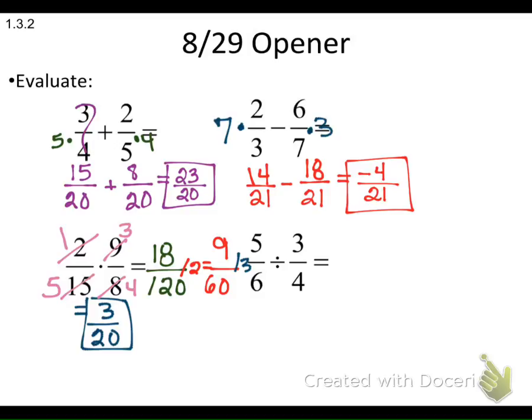Now, multiply. So multiply your numerators, what do you get? 3. Multiply your denominators, what do you get? You get 20. Neat little shortcut, right? I prefer to simplify at the beginning to get smaller numbers rather than at the end.